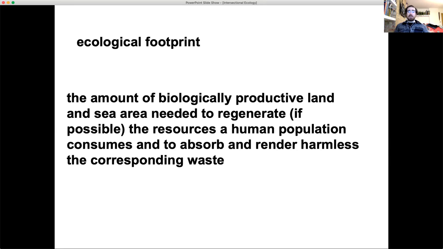It estimates the amount of biologically productive land and sea area needed to regenerate, if possible, the resources a human population consumes, and to absorb and render harmless the corresponding waste. The total area required to build its infrastructure, produce food and other goods and services, and to absorb the emissions from the consumption of fossil fuels. If all the strains on the biosphere, apart from environmental pollutions, are added up and converted into area magnitude, it is possible to quantify the ecological footprint that humans have on the planet.